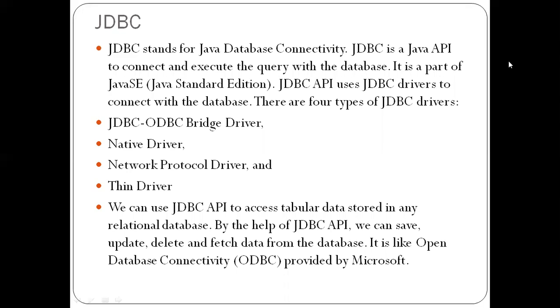If Java uses ODBC, where Java is platform independent and ODBC is platform dependent, then the Java application also becomes platform dependent. This violates the principle of Java. So in order to overcome the above drawbacks and to make a Java application both platform independent as well as database independent, Sun Microsystems released JDBC technology.